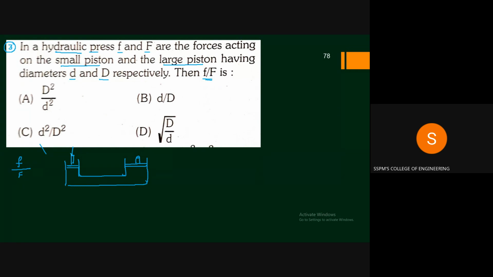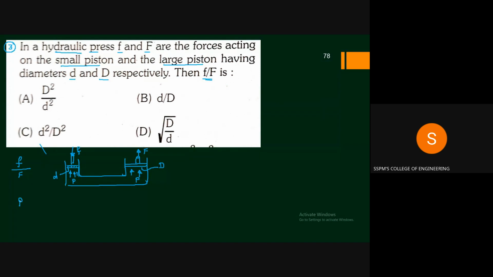The force applied on the smaller piston will be small f, and it has a diameter small d for this piston. The force on the larger piston will be capital F, and its diameter is capital D. So as per Pascal's law, we know that the pressure will remain the same. So pressure on both the sides is same.